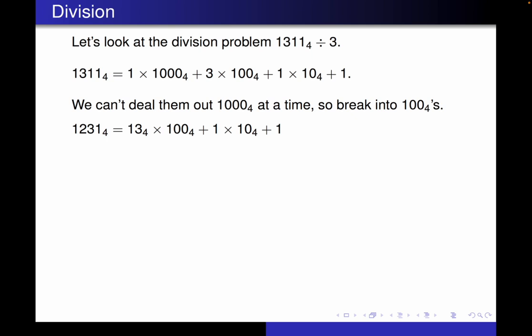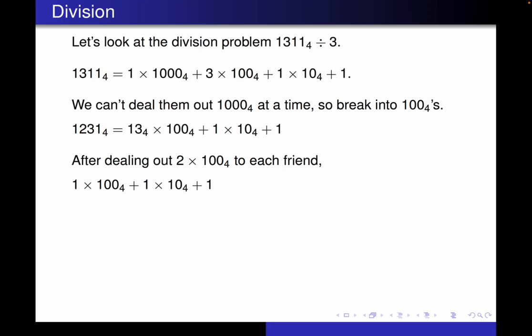groups of 100 cookies. So we're going to deal out our cookies 100 at a time. When we do that, we deal out 2 of those 100s to each friend, right? We have 7, we're going to deal 2, and that leaves 1 left over. So we've dealt out 2 100s to each friend. We have 1 100 left, 1 10 left, and 1 unit left.